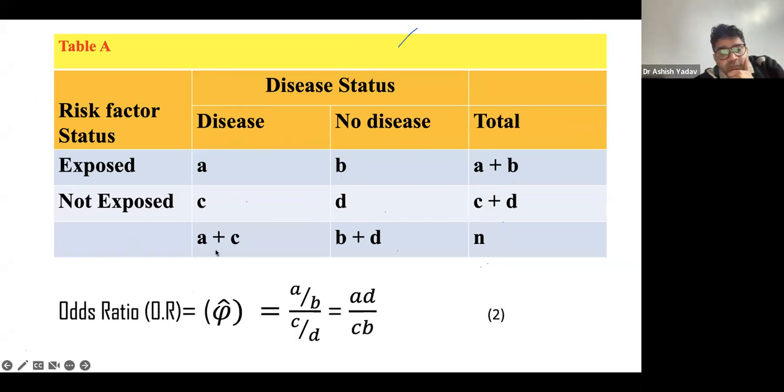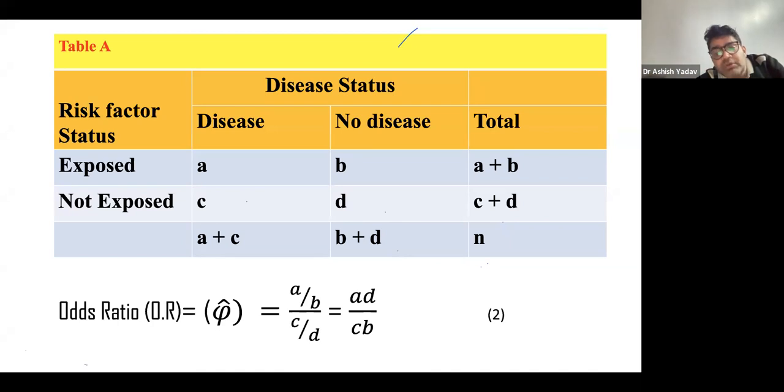You can see the odds in the exposed group is A divided by A plus B for disease, and for non-disease, it will be B divided by A plus B. If we take the ratio, A plus B will cancel out, so we get the odds in the exposed group as A by B. Similarly, the odds in non-exposed: the probability of disease in non-exposed is C divided by C plus D, and for no disease it would be D divided by C plus D. C plus D will cancel out, and the odds in the non-exposed group is C by D. If we take these two ratios together, we call it the odds ratio: odds of disease in exposed divided by odds of disease in non-exposed.